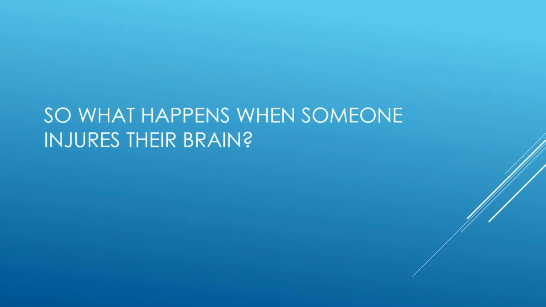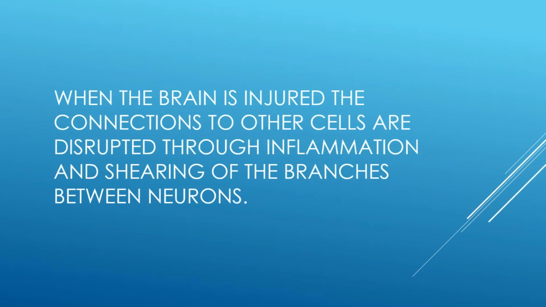Okay, so what happens when somebody injures their brain? When the brain is injured, the connections to other cells are disrupted through inflammation and shearings or tearing of the branches between the neurons. So once those neurons swell up and tear, they're no longer usable by the brain, and the brain will snip them. And why would it do that? Because it takes a lot of energy for the brain to maintain a brain cell. Brain cells soak up more sugar than any other part of your body.